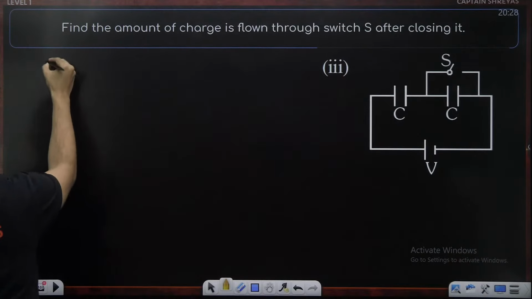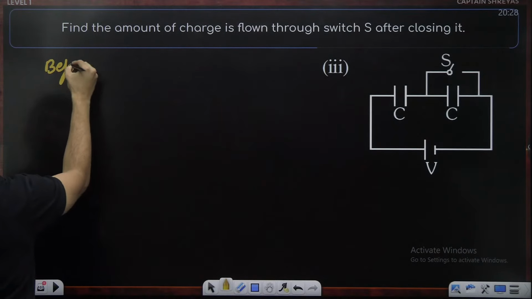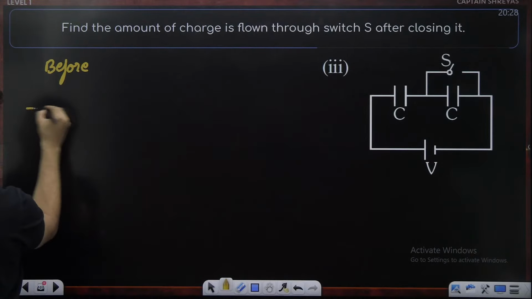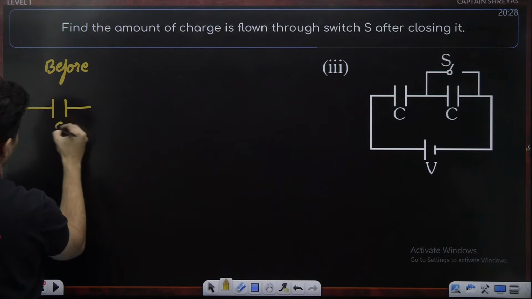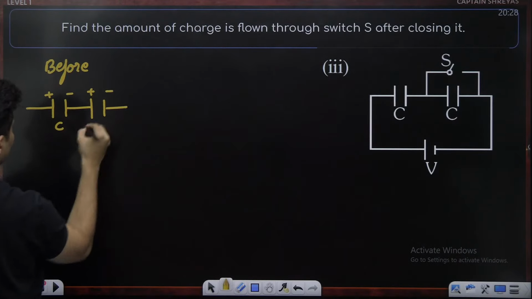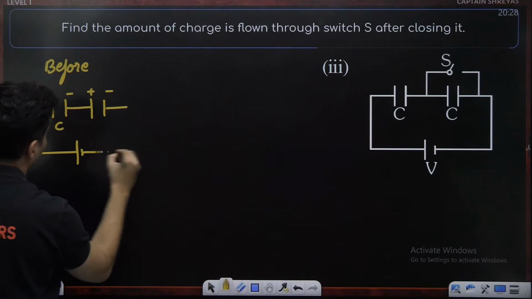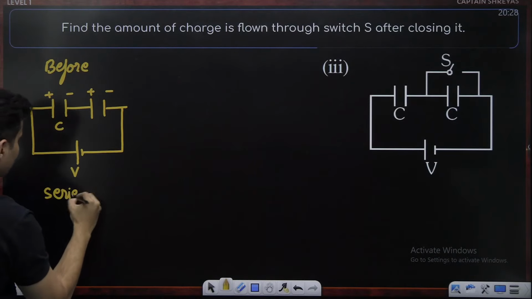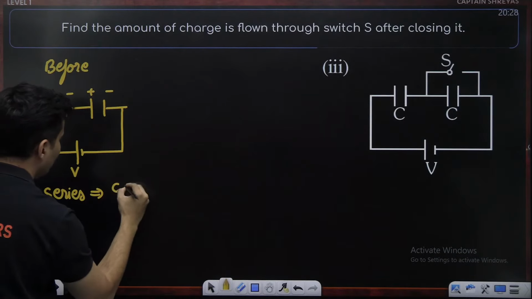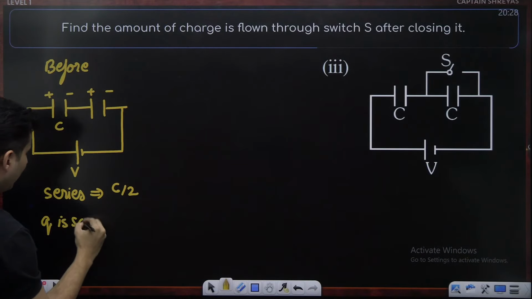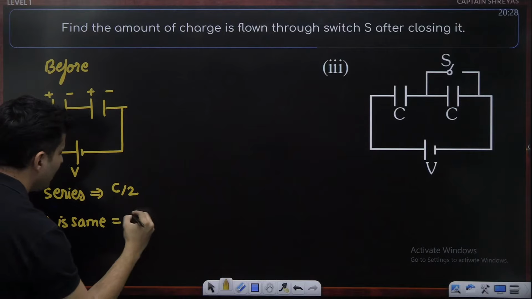So before, what will happen? These two capacitors will be in series, plus, minus, right? Connected to this particular battery. So because they are in series, their equivalent will be C by 2, and charge is going to be the same.